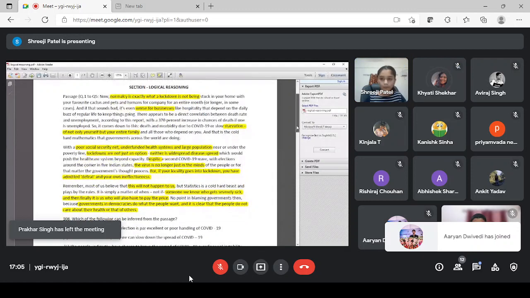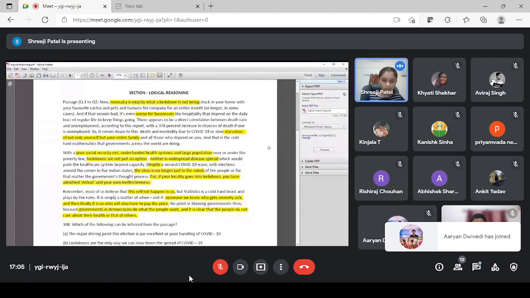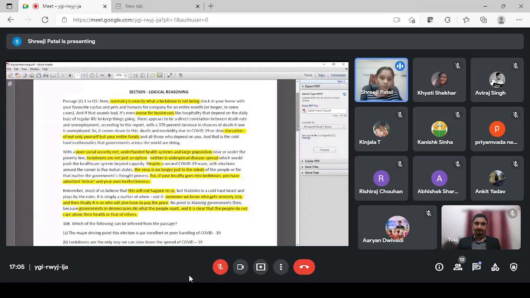So I would just give the summary of this passage. It is based on the lockdown period, and it says that normalcy is exactly what a lockdown is not. So lockdown is not about being normal. Therefore, it would be worse for businesses, especially hospitals, which depend on regular life. Therefore, it's really tough for their business. And the morbidity rate of COVID-19 and starvation would affect not only a single person but their entire family.